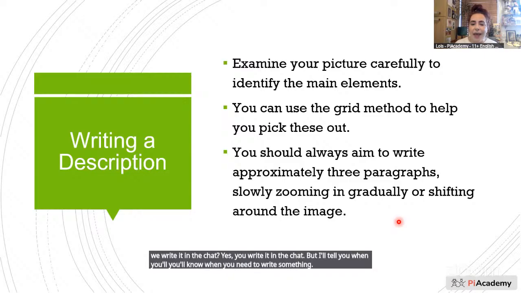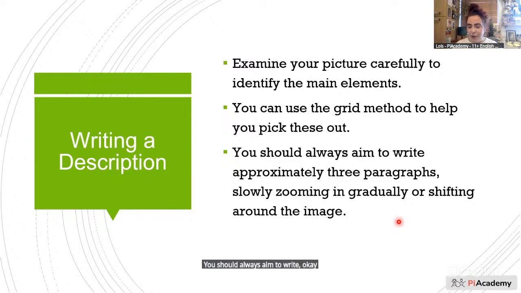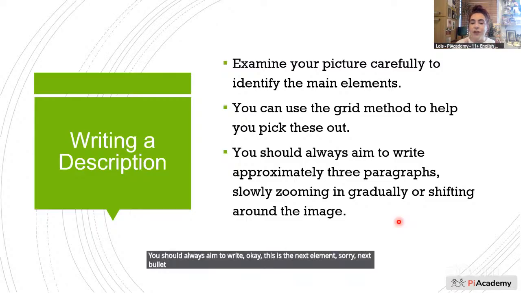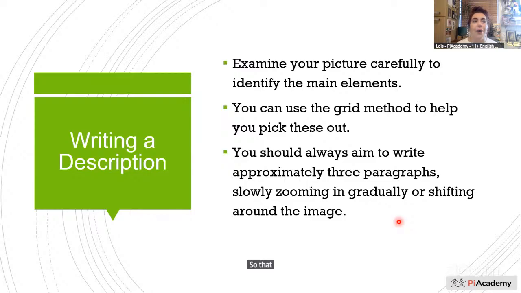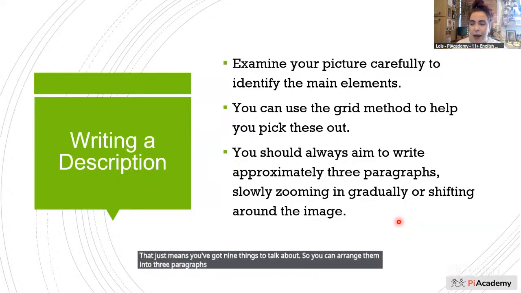You should always aim to write 3 paragraphs. Now, obviously, in the grid method, we identified 9 elements, but that doesn't mean that you have to write 9 paragraphs. That just means you've got 9 things to talk about. So you can arrange them into 3 paragraphs, perhaps with 3 things in each one.